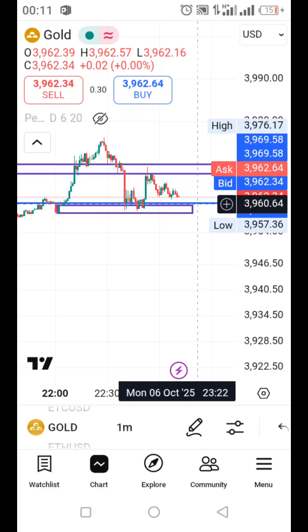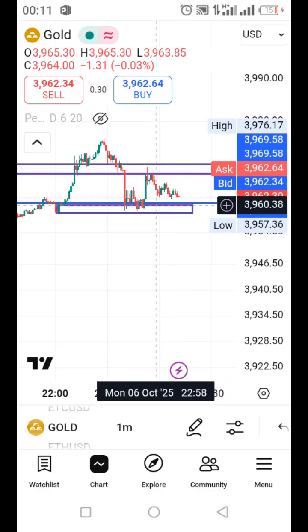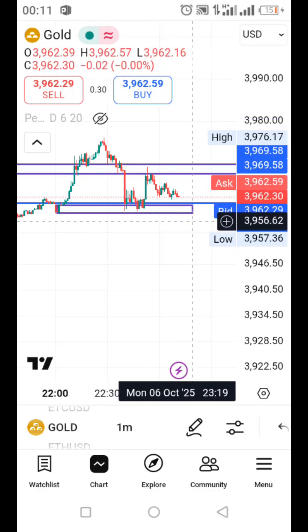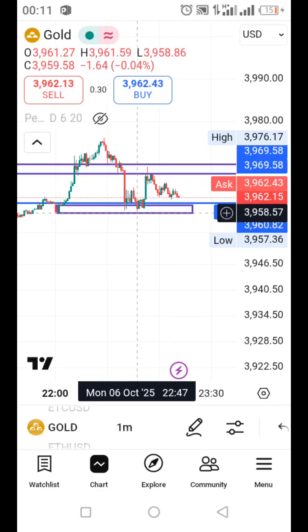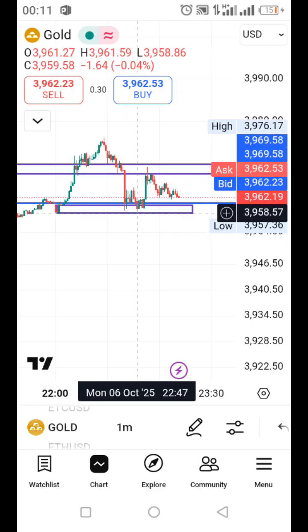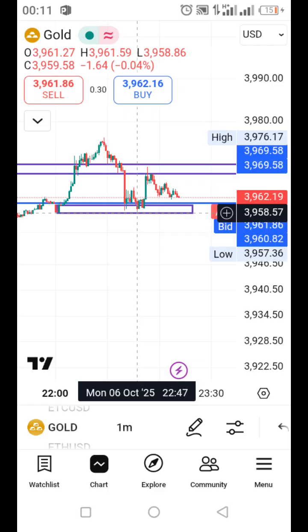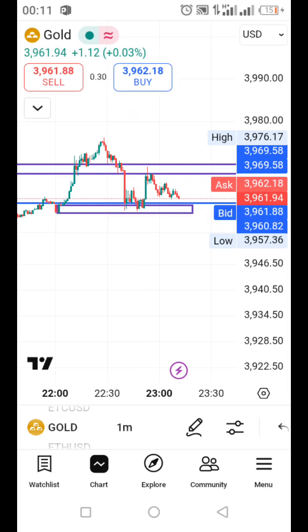So as it is now, for me this market is going to be a buy. But until price breaks this region, I will now know that it's a sell market. Now let's just watch how price is going to respect and act on this region. Then we see how it plays, because forex trading is all about market structure.